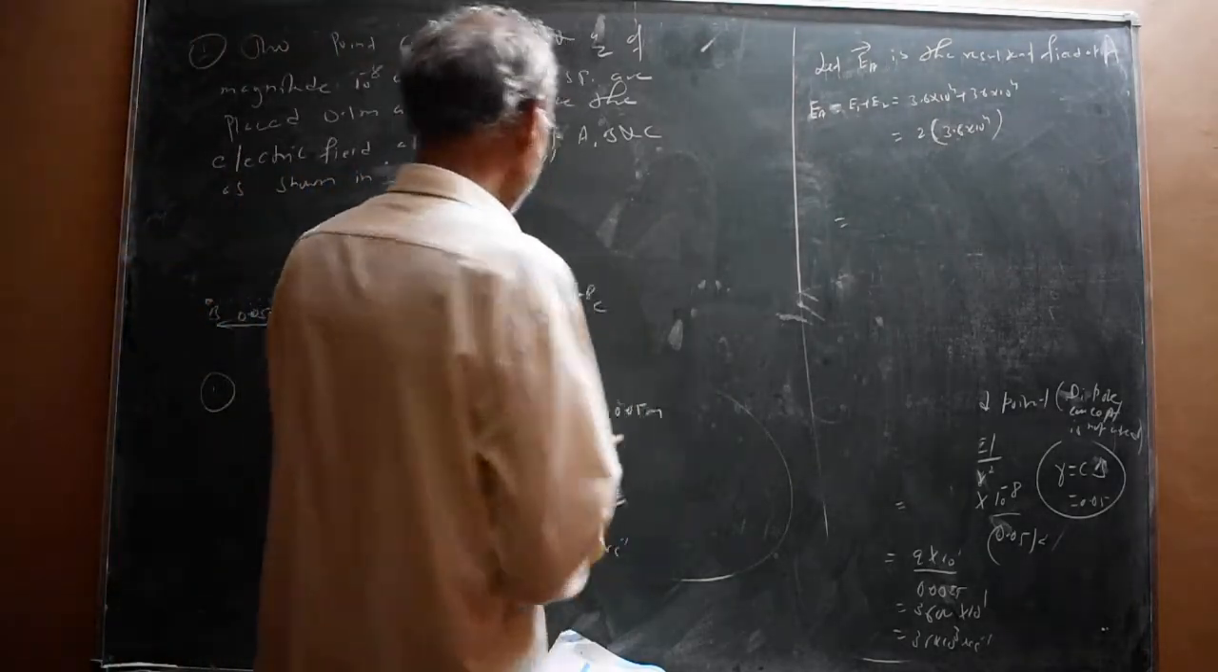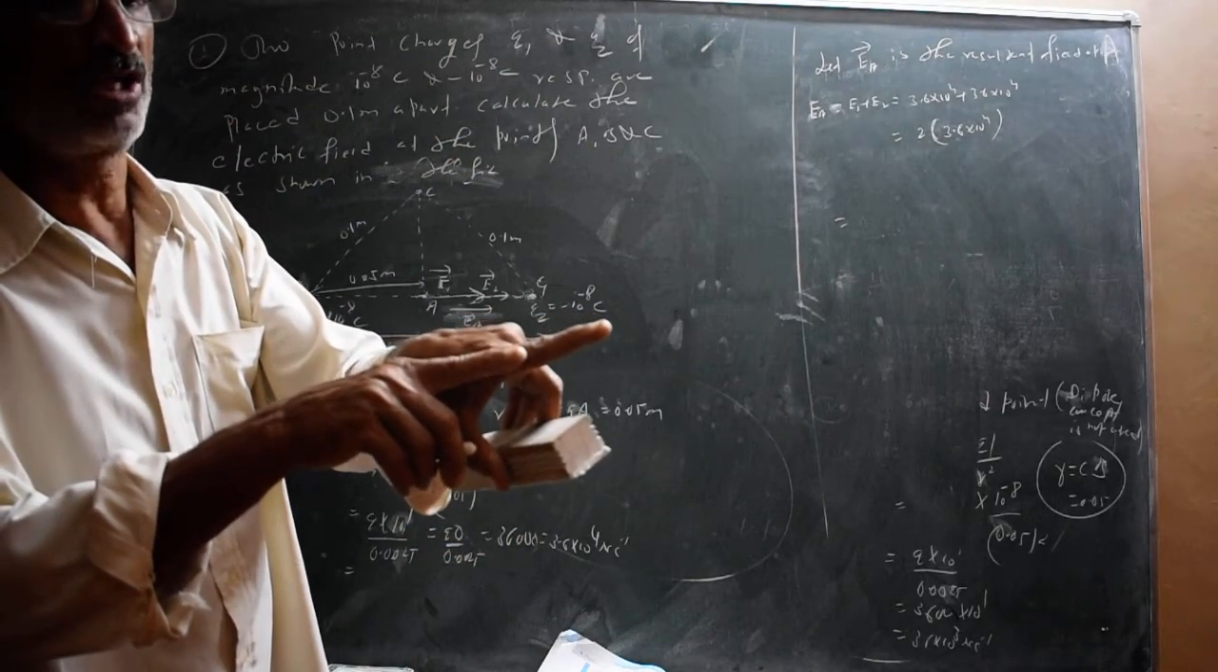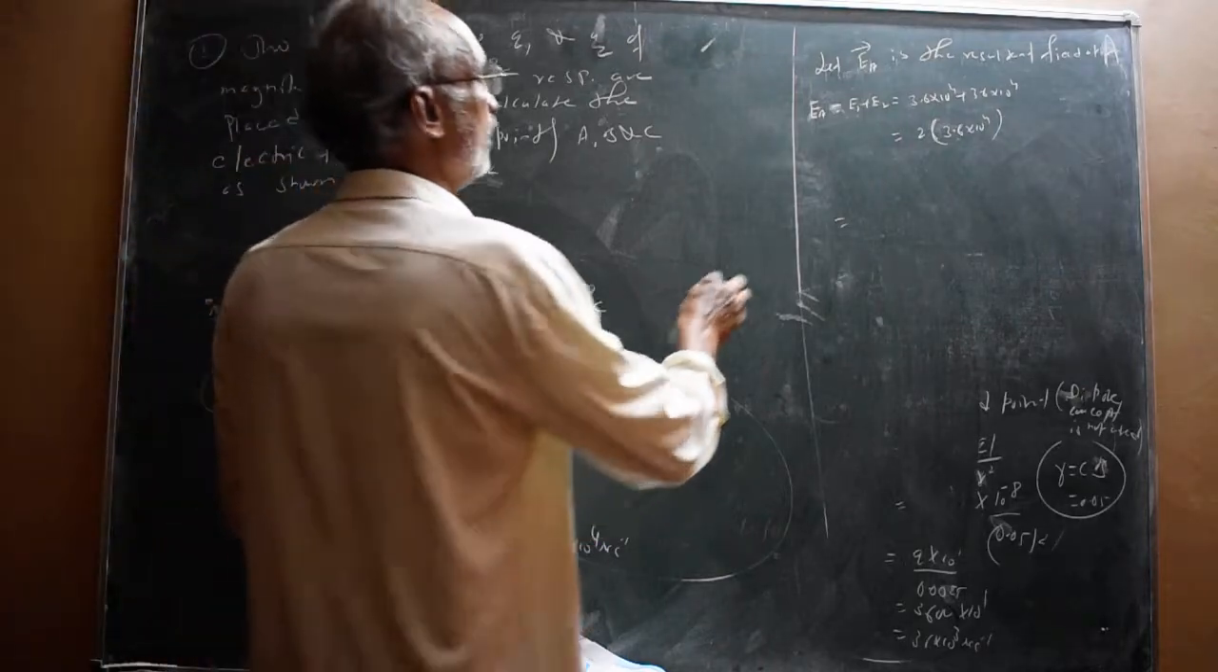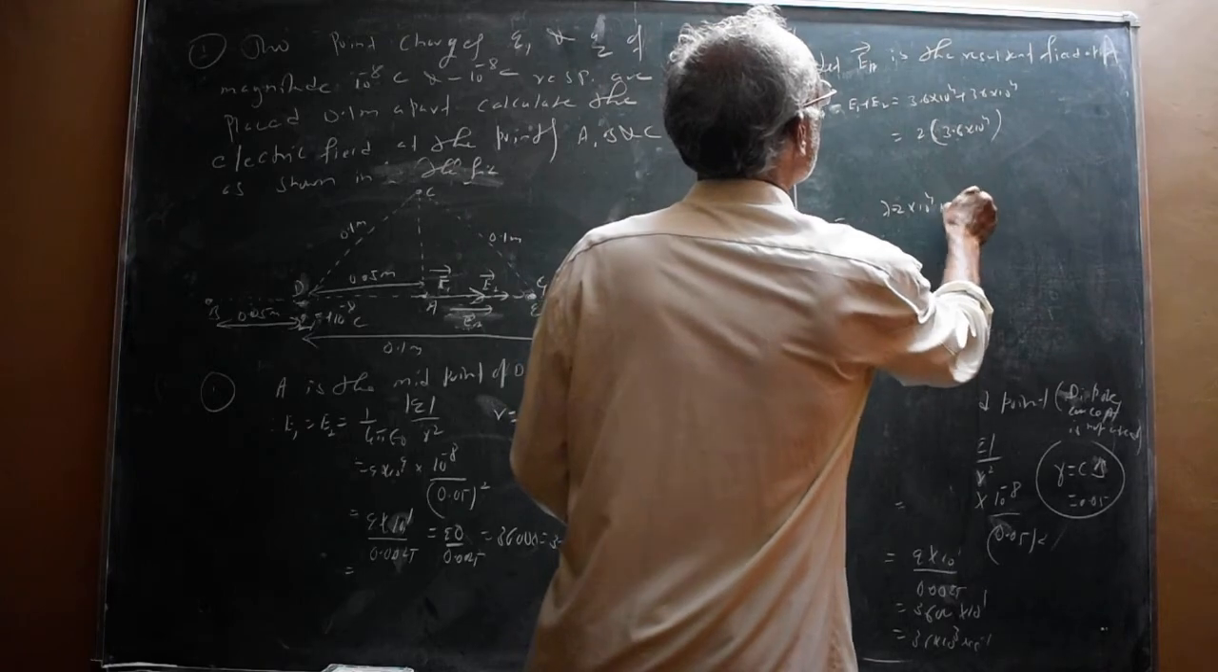E1 plus E2. Why E1 plus E2? Both are acting in the same direction. The resultant R is equal to P plus Q. Magnitude of the resultant R is equal to P plus Q, that's equal to 7.2 into 10 to the power of 4 newtons per coulomb.